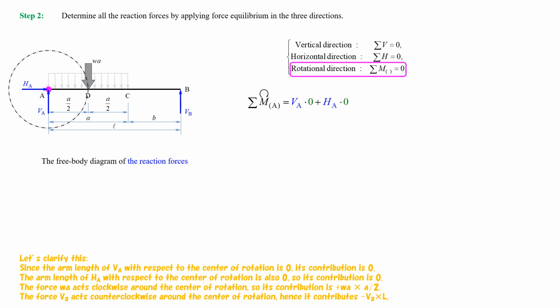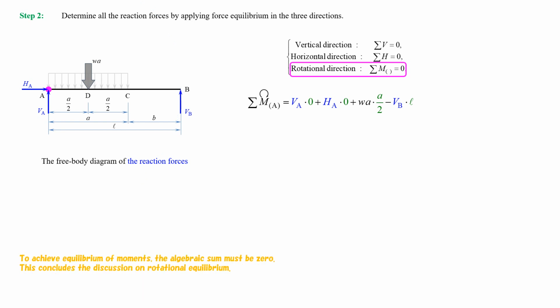The force W multiplied by A acts clockwise around the center of rotation, so its contribution is plus W multiplied by A, and multiplied by 1/2 of A. The force VB acts counterclockwise around the center of rotation, hence it contributes minus VB multiplied by L. To achieve equilibrium of moments, the algebraic sum must be 0. This concludes the discussion on rotational equilibrium.